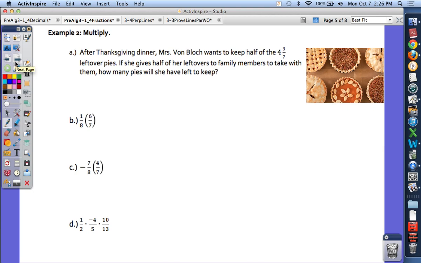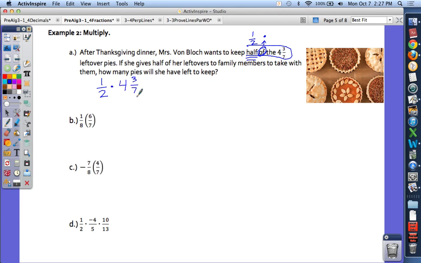After Thanksgiving dinner, Mrs. Von Block wants to keep half of the 4 3/7 leftover pies. She gives half of her leftovers to her family members to take with them. How many pies will she have left to keep? So remember what you might know from before. If you're getting half of this number, what operation does "of" mean in math? This word right here is pretty important. Half of this number will be multiply. You're getting half. What fraction represents half? So to do this problem, we would do 1/2 times the 4 3/7.